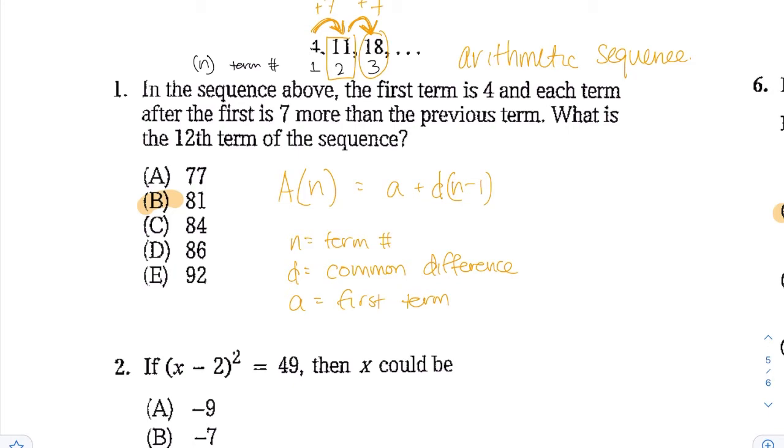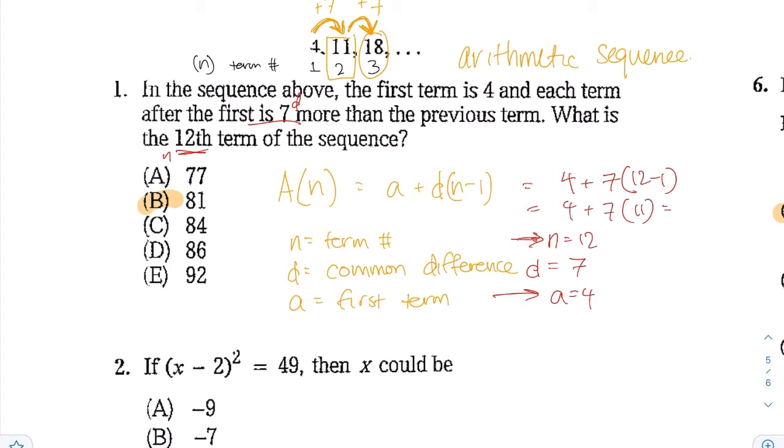So that being said, we actually have all the ingredients to substitute in, because in this case, n is 12. That's the 12th number. The common difference d is equal to 7. And here, the first term, a, is equal to 4. So when you substitute in, that will be 4 plus 7 times 12 minus 1, or 4 plus 7 times 11, which is 77 plus 4, which will give you 81. Choice B.